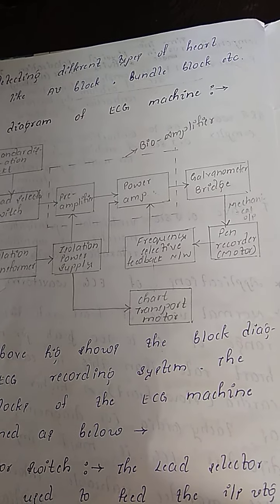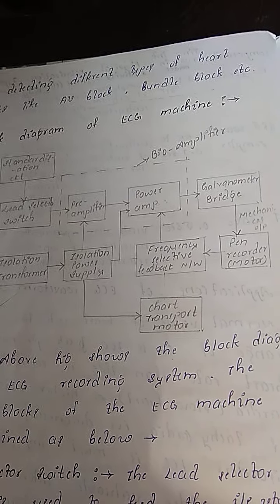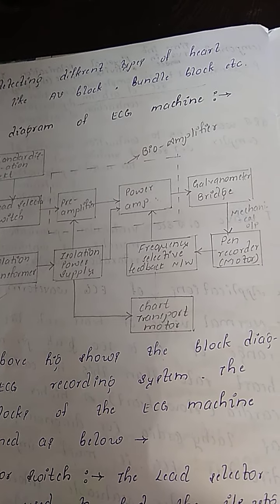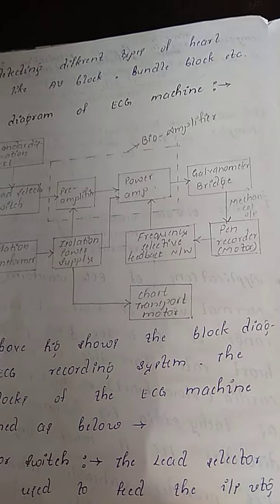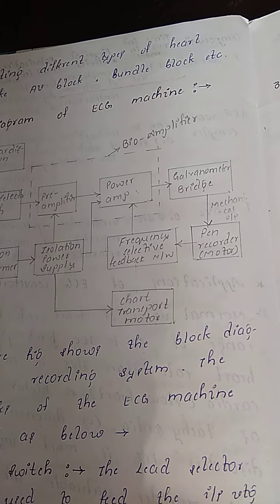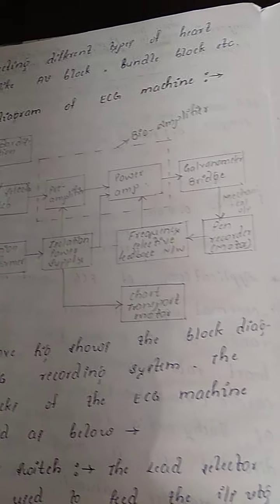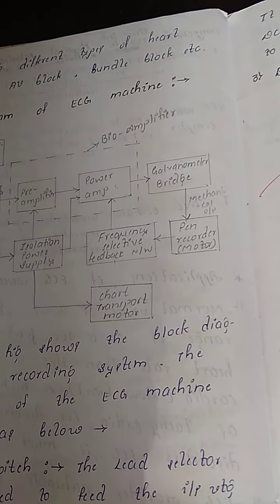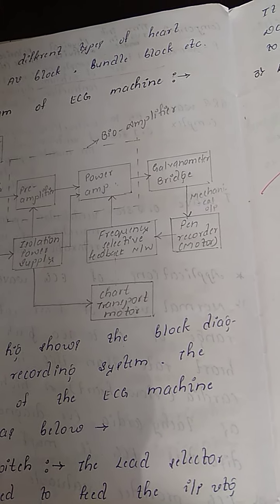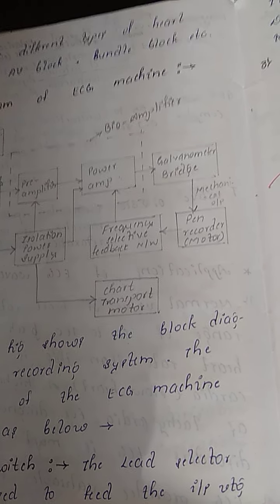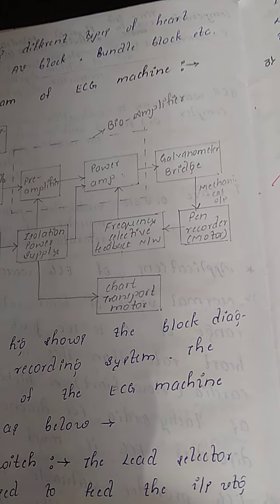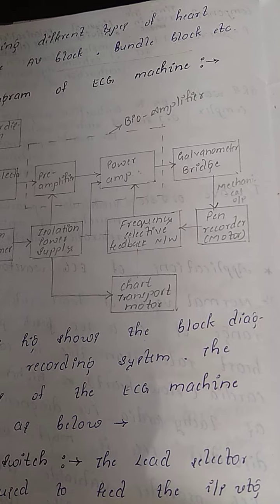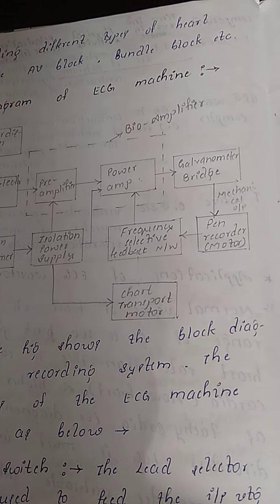Next is the galvanometer bridge. The ECG output from the power amplifier is sent to the galvanometer bridge. In the bridge, the output is connected to the pen recorder. That is, to get the mechanical output, that is the hard copy, a pen recorder is used. In order to provide the damping effect for the pen, a frequency selective feedback network is used. It will be providing the damping effect.